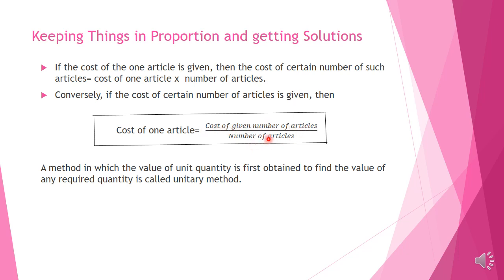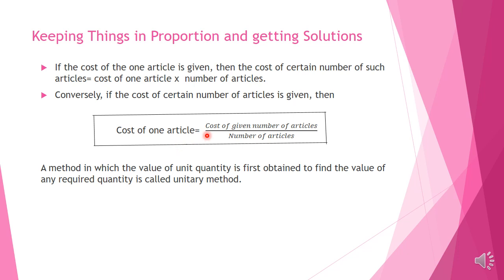Children, let us take the same example and make the converse here. We know the cost of 5 pens is 50 rupees. So what's the cost of 1 pen? So what will we do? 50 rupees is the cost of 5 pens, that is 50 divided by the number of pens, 5. 50 by 5, so we get 10 rupees. The cost of one article is 10 rupees.